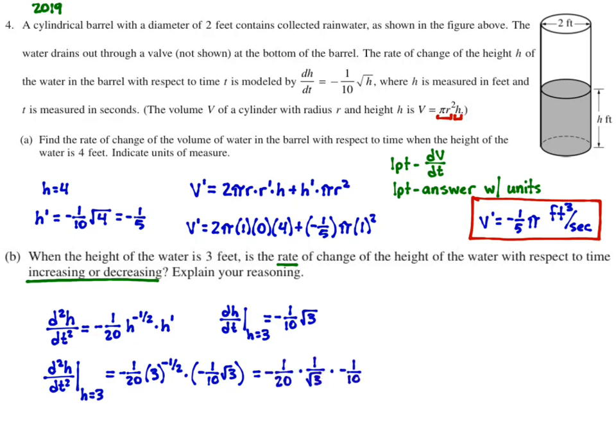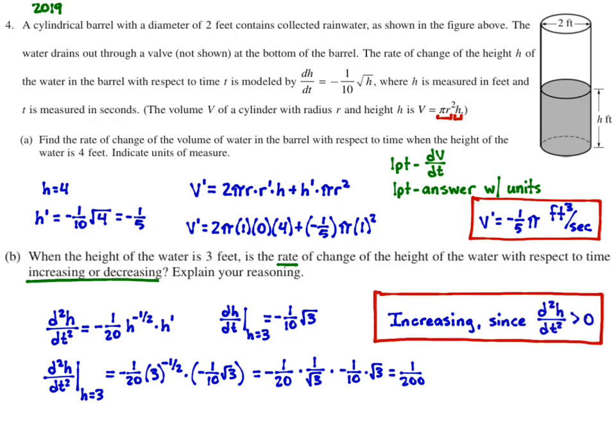Okay, and then we simplify all of this. We notice that the rad 3's are going to reduce here. So what did I do? I rewrote the 3 to the negative 1/2 to be a radical 3 on the bottom. We'll notice that the rad 3's reduce. The negative times the negative is a positive, and then 1/20 times 1/10 is 1/200. So now I know that the second derivative is positive, which means the first derivative is going to be increasing. So that would tell me that the rate is increasing because its derivative, d2h over dt squared, is a positive value, or greater than 0.